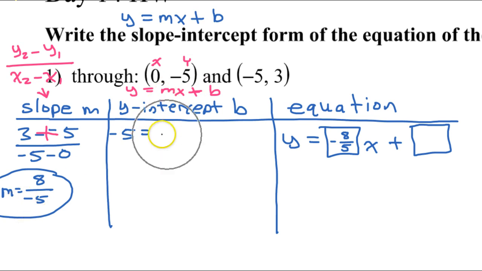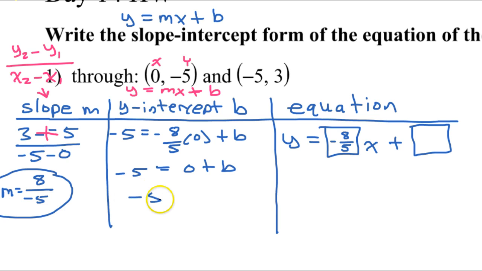Well, that's what we just found. m was negative 8/5. And then comes x, which is 0, plus b. Anything times 0 is just 0. So this is going to make negative 5 equal to 0 plus b, which means that negative 5 is equal to b. So we have the b value.